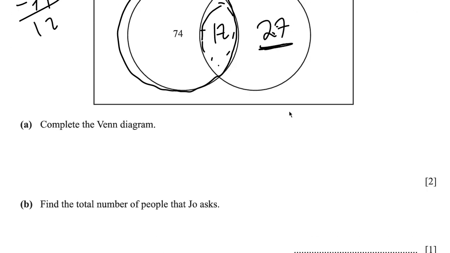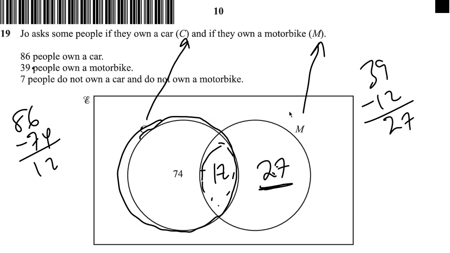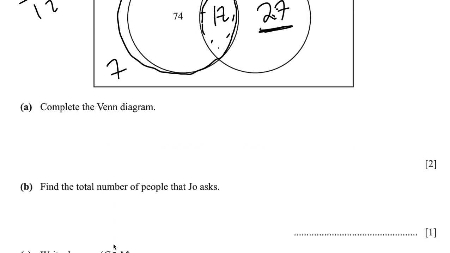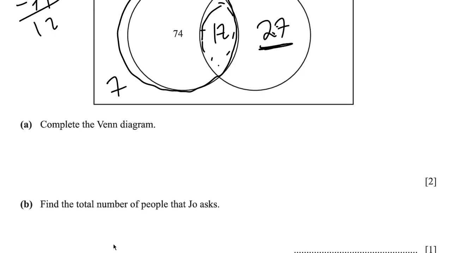So that's the completion. And then the last part says 7 people do not own. So when we have some set of people that don't have the two, they don't belong to the set at all. They don't have a car, they don't have a motorbike, right? So you're going to place that outside here, 7. You're going to place the 7 there. So that's the completion of the Venn diagram.